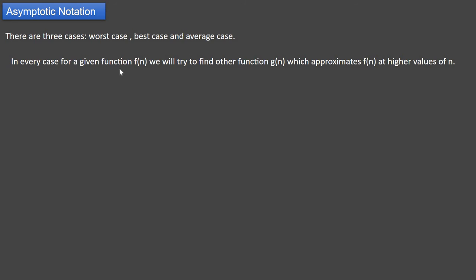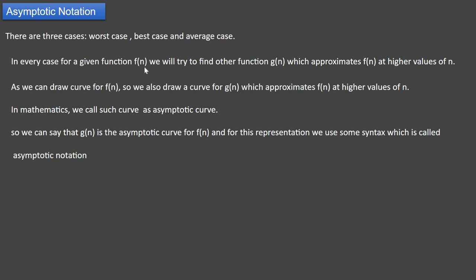And as we know, we can simply draw the curve for the f(n), so we can also draw the curve for the g(n), right? So this type of curve, where we are using one function and we take the higher values of n, and then we draw the curve for that higher value, is called an asymptotic curve in mathematics, right? So as you can see, this type of curve is going to be used by the g(n).